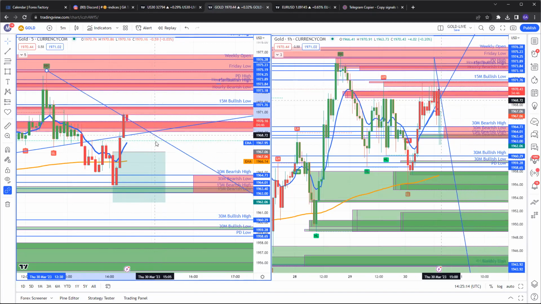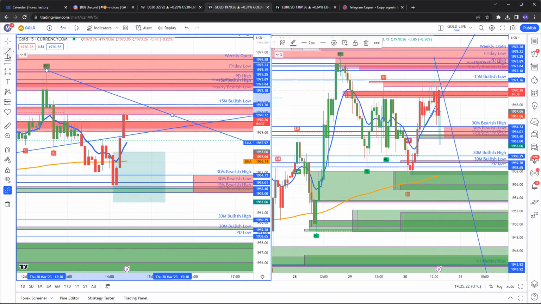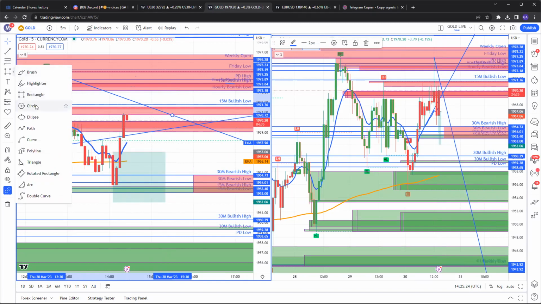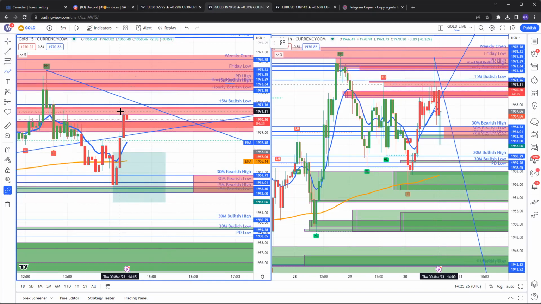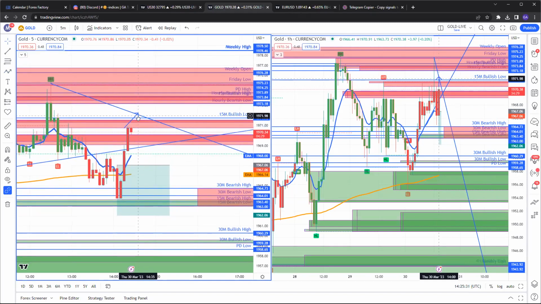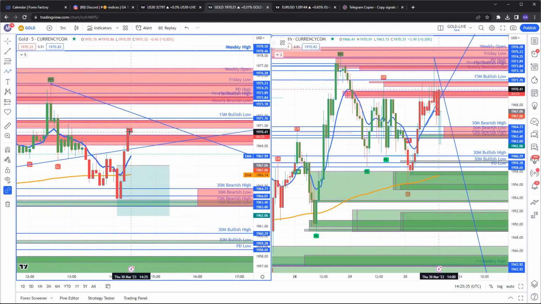So this trend line on the 5-minute is still hanging because we do not have a lower high. So the best thing would be for this lower high to be created somewhere around here. And then we get something like this, touching that. And wait, we get something like that.